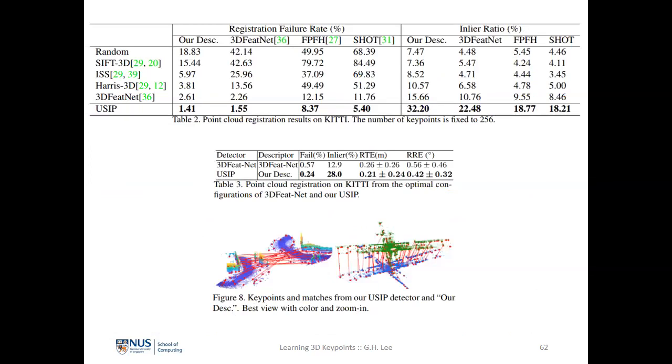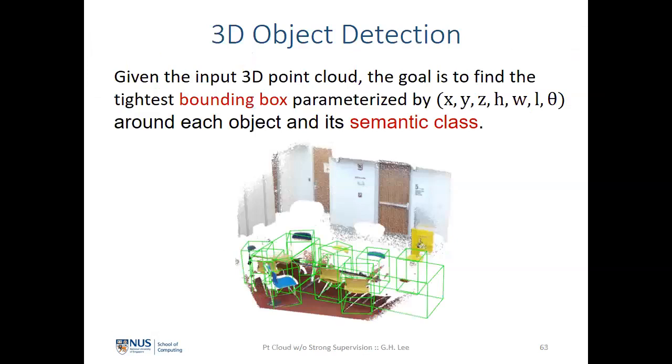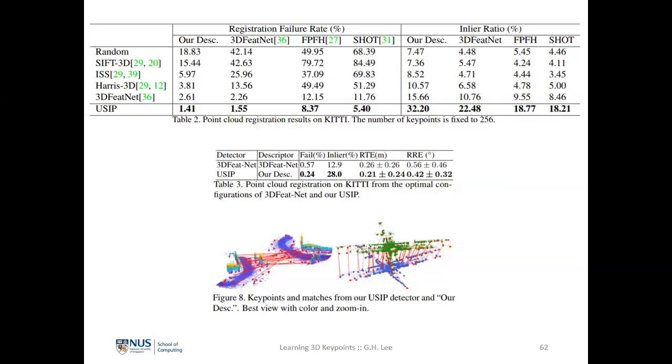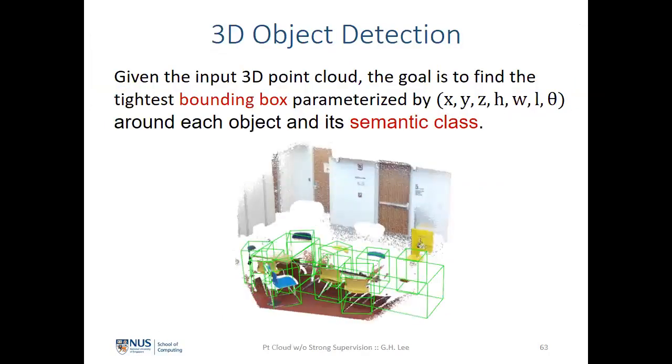We call this method the USIP. It stands for unsupervised stable interest point. And you can see that after registration it is all very stable. All right, any question up to this point? If not, then let me talk about the next task, which is 3D object detection.